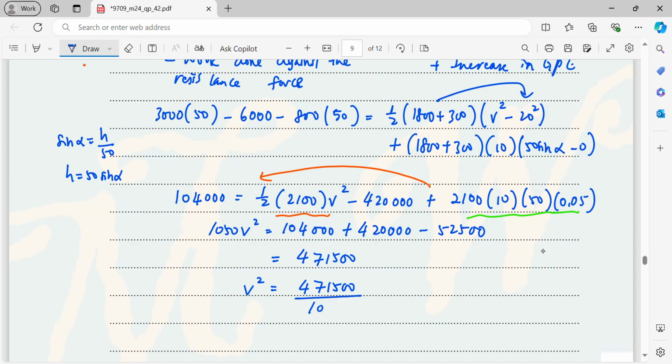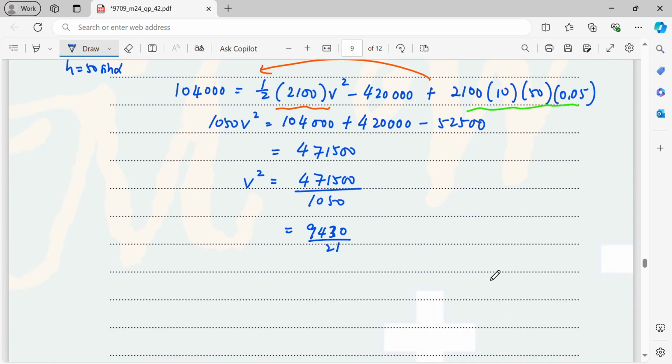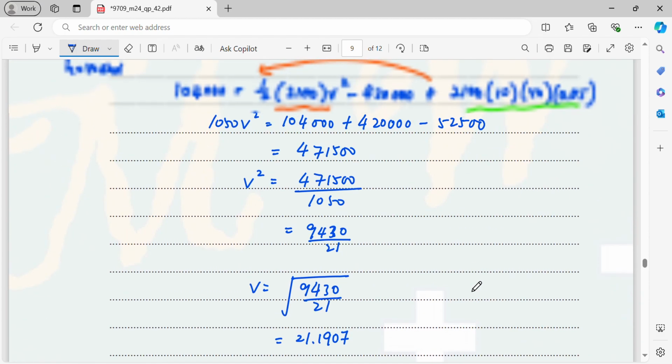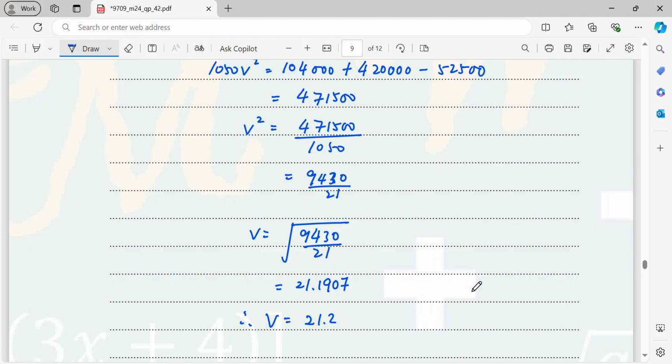So then V squared is basically 471500 over 1050, and then this is going to be 9430 over 21. And now we need to find the V. So the V will be square root of this value because that is speed. So it will be positive value. And you will be getting 21.1907. Now round up to 3 significant figures. So the V is 21.2. Okay, so that is how we solve the speed at the end of the 50 meters.